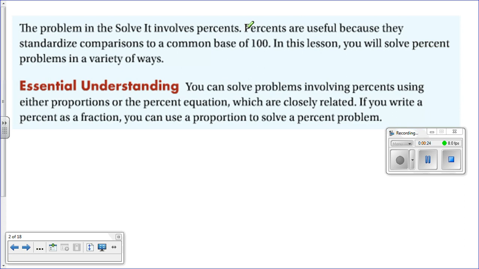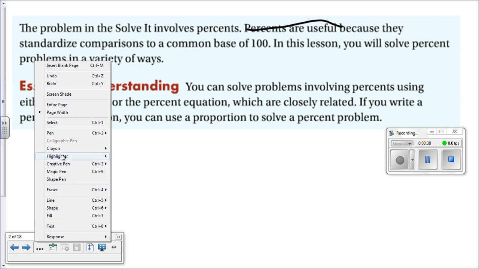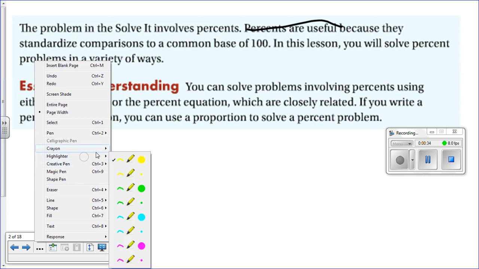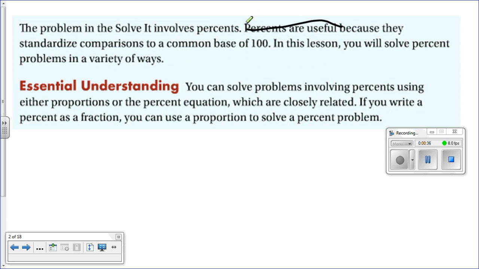On this slide, I want you to write down this part.